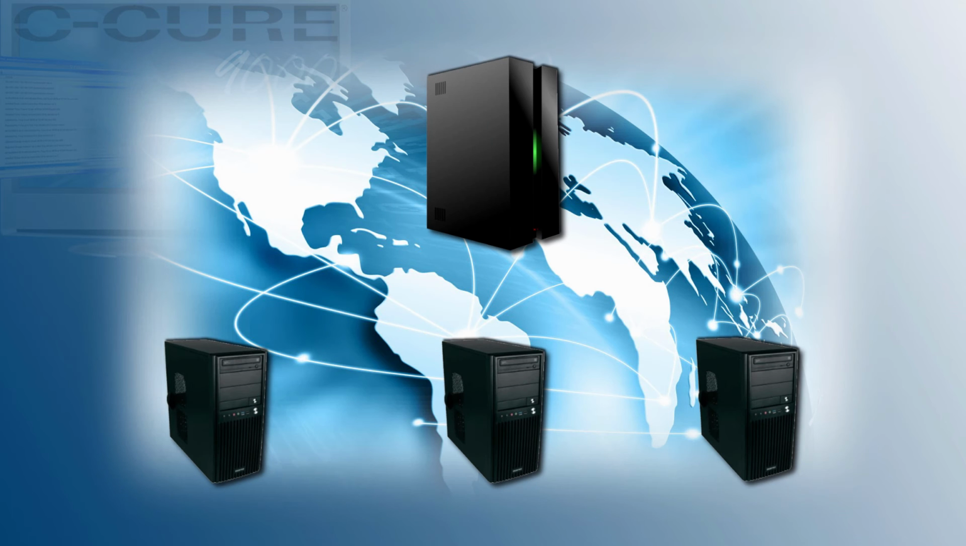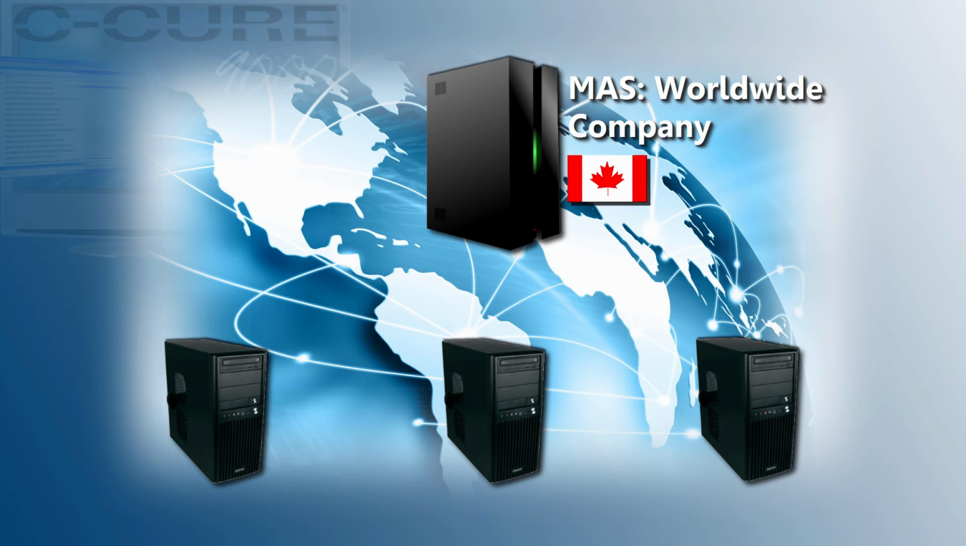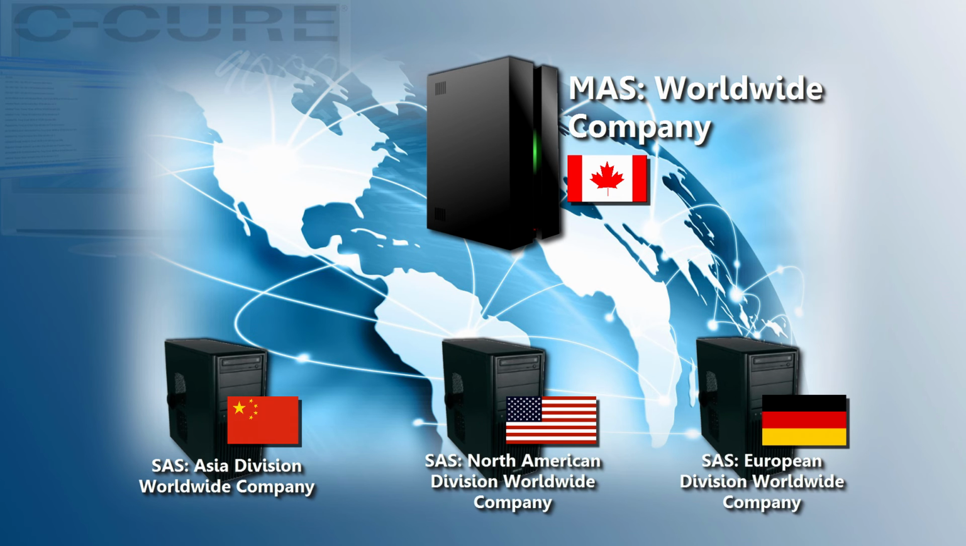To illustrate the concept, in the following example, Worldwide Company has a Secure 9000 Enterprise MAS located in Canada. Worldwide Company also has three major divisions with SASs located in China, the United States, and Germany. At the MAS, global partitions were created in Secure 9000 for Asia, North America, and Europe.